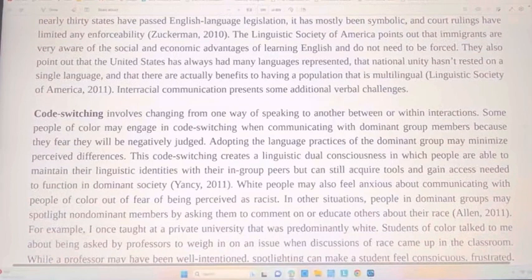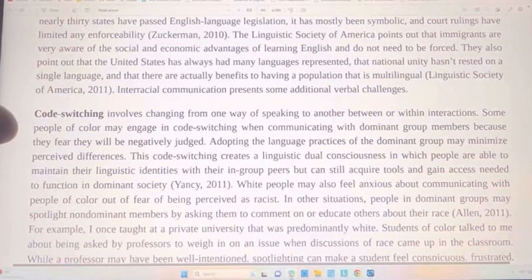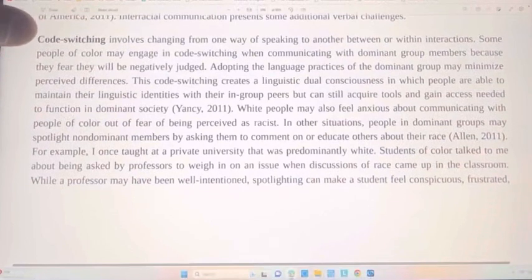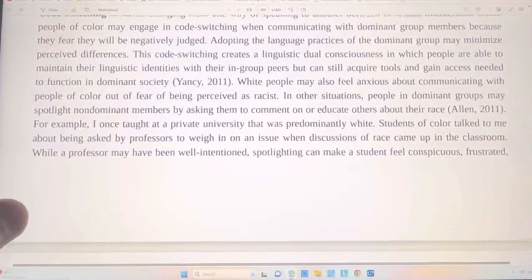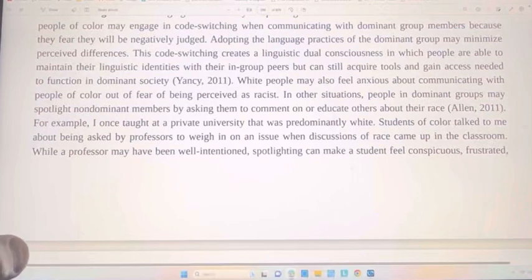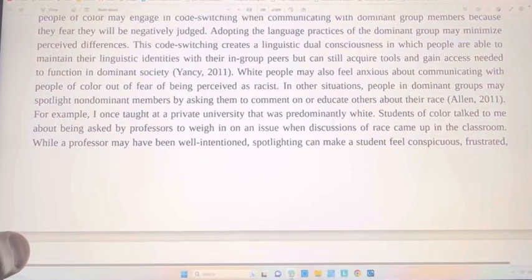Interracial communication presents some additional verbal challenges. Code switching involves changing from one way of speaking to another between or within interactions. Some people of color may engage in code switching when communicating with dominant group members because they fear they will be negatively judged. Adopting the language practices of the dominant group may minimize perceived differences.